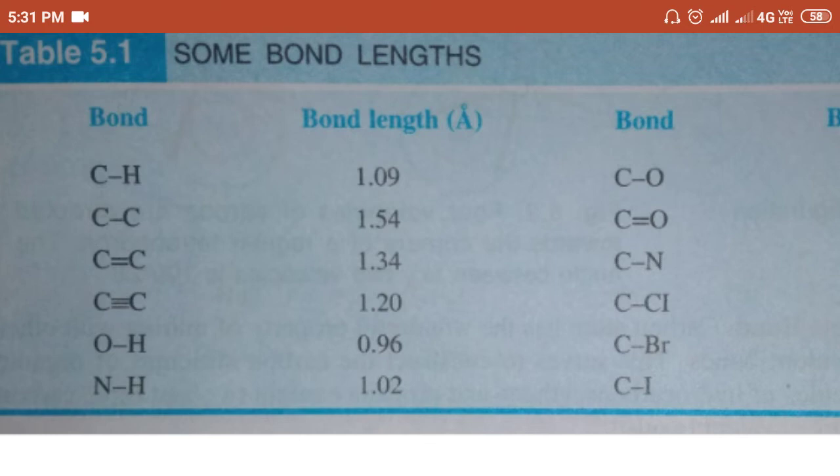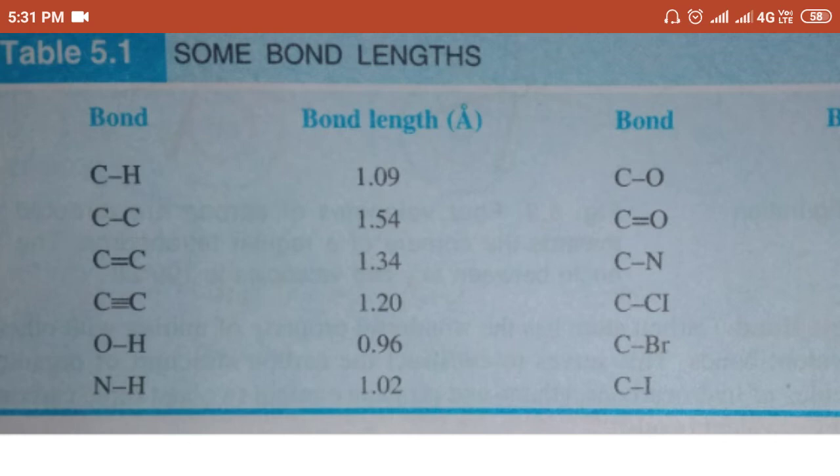Look here, from the carbon-carbon single bond to the carbon-carbon triple bond, the bond length decreases because the number of bonds increases. As the number of bonds increases, the two atoms become closer to each other. The force of attraction between the two atoms increases. That's why the bond length decreases.